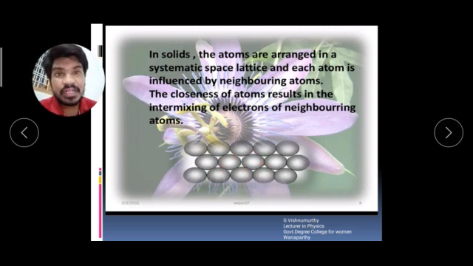Because there is no gap between the molecules, the electrons move freely from one atom to another atom. Okay, so these are solids.